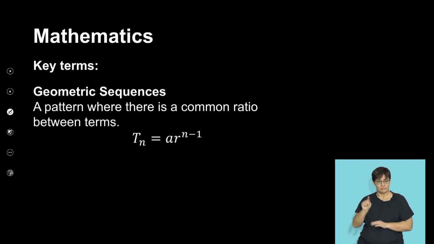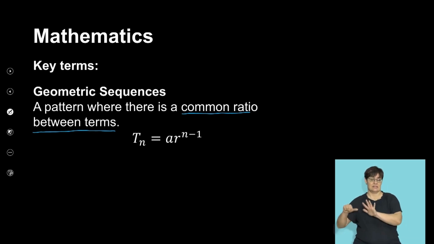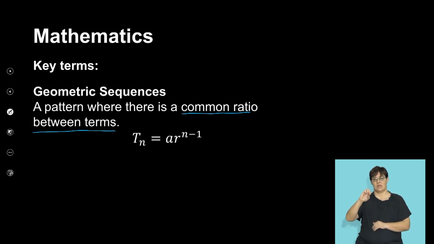This is a pattern where there is a common ratio between terms. So essentially, if I had the pattern 2, 4, 8, 16, I can see that each time I have multiplied the term by 2 in order to get to the next term. So when there is a common ratio between all of the terms, this is a geometric sequence.